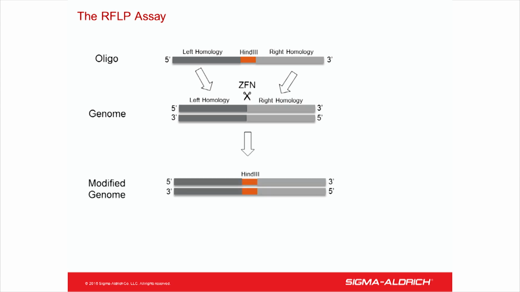And so what should happen is the cut will happen and this will get integrated. Then what you can do is PCR the pool of cells, and then you can cut with that restriction enzyme and detect whether that was incorporated or not. So this is a very simple experiment.